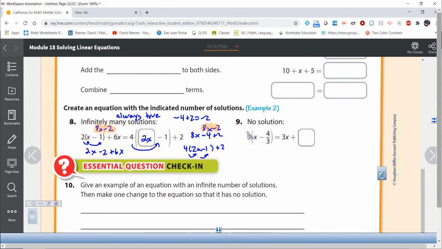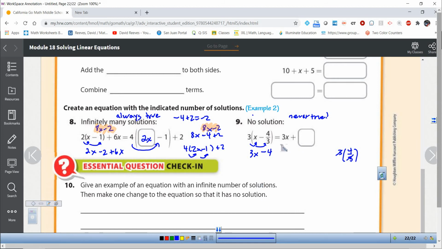This one right here, we want no solutions, which means we want it to be never true. Well, if I distribute, what am I going to get? I've got 3x here, so that's going to give me 3x. When I distribute here, 3 times 4 thirds, it sure is nice that the denominator cancels, and I get 3x minus 4.